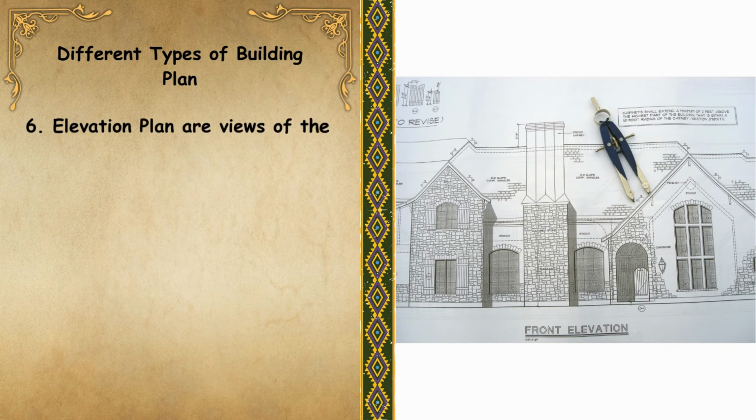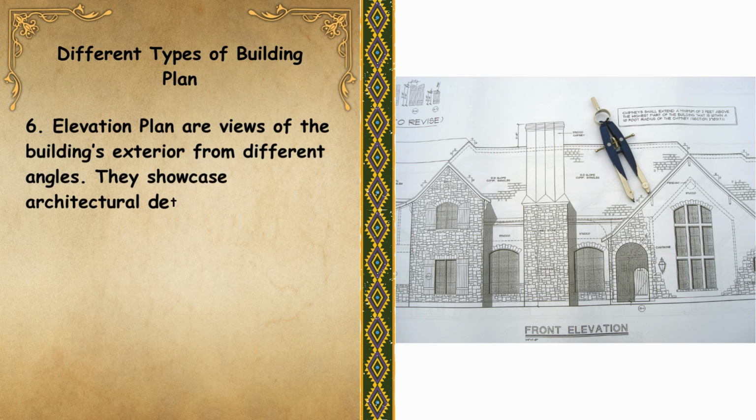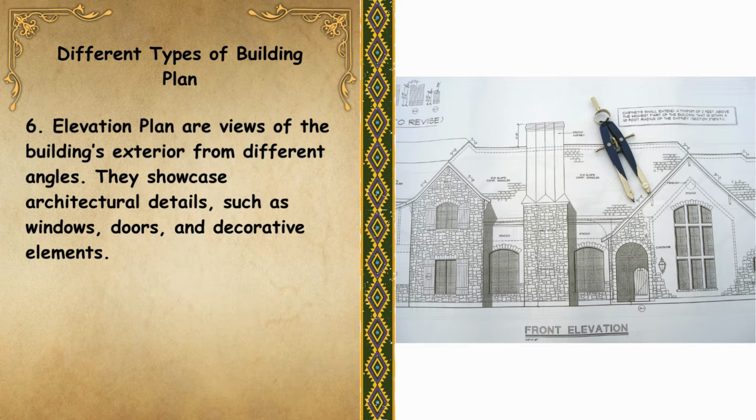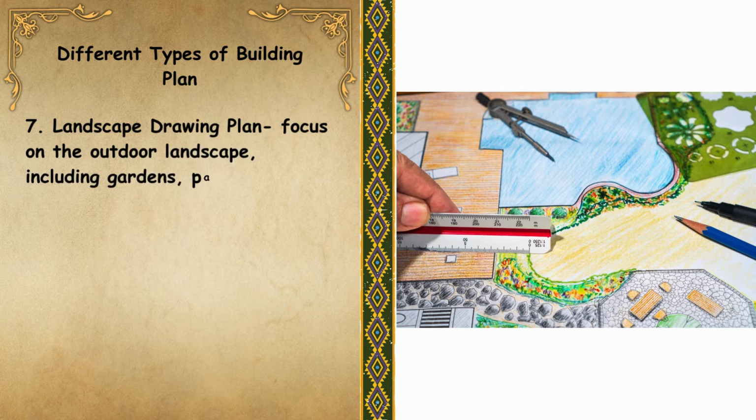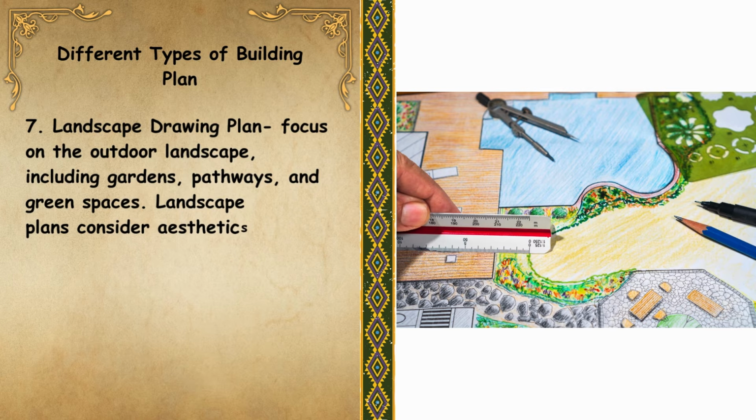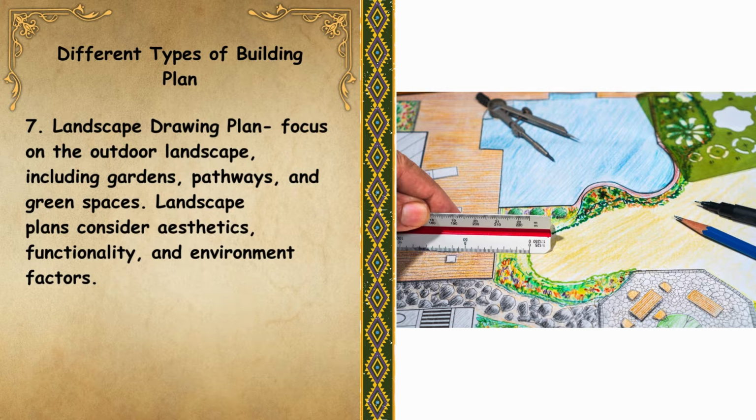6. Elevation plan are views of the building's exterior from different angles. They showcase architectural details such as windows, doors, and decorative elements. 7. Landscape drawing plan. Focus on the outdoor landscape, including gardens, pathways, and green spaces. Landscape plans consider aesthetics, functionality, and environment factors.